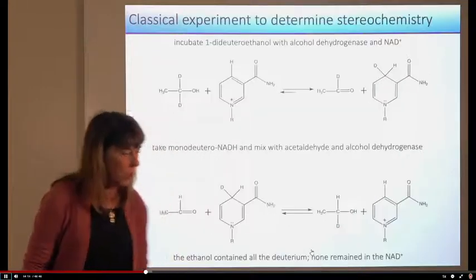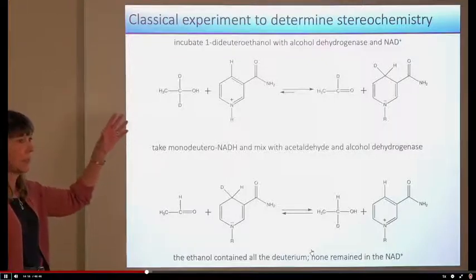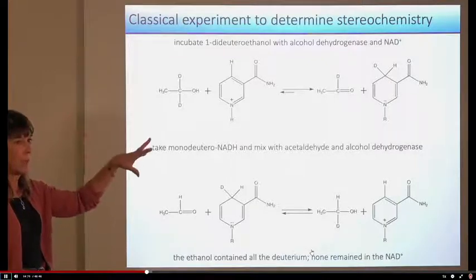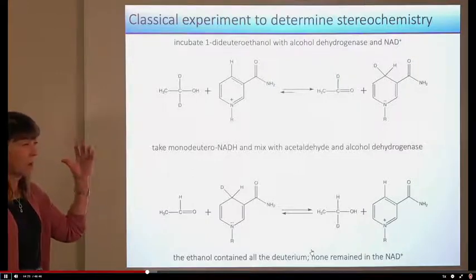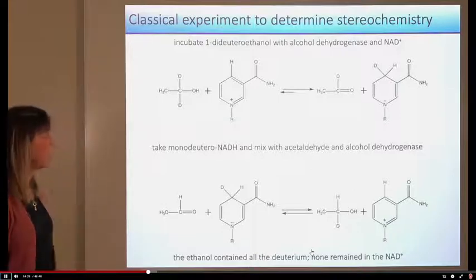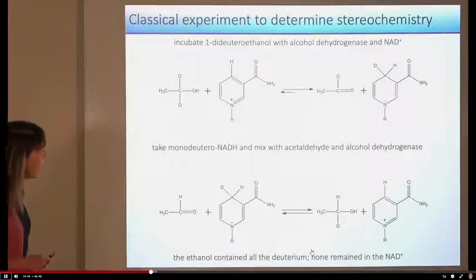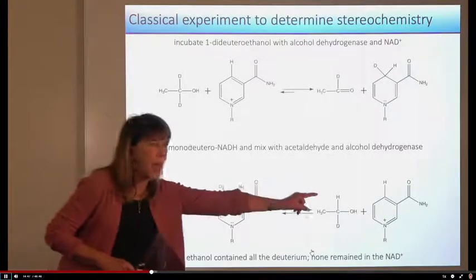Now, how do we know the stereochemistry of the hydride transfer? How do we know that these enzymes are either A-side specific or B-side specific? How did this come about? How do we know this? We don't talk very much about experiments in this class, but let's talk about this one because this is classic. What these researchers did is they took alcohol dehydrogenase and NAD plus, and then they took this dideuterated ethanol here. So you have deuterium here instead of hydrogen. And they carried out the reaction and pushed the reaction in that direction.